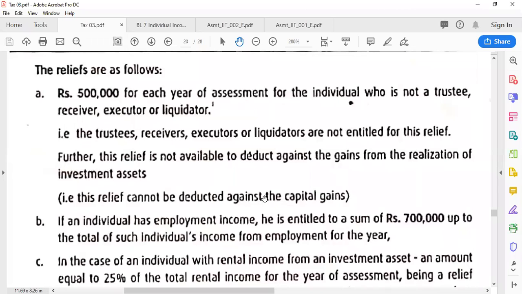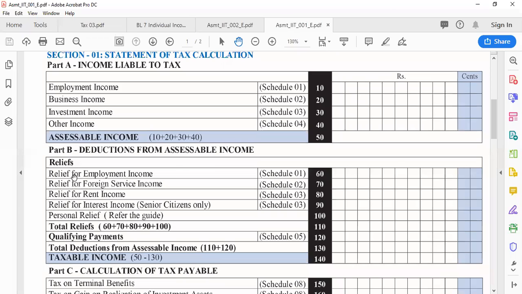So we can deduct this 500,000 from income from employment, income from business, income from other investment also, okay, but we have to exclude capital gains for this case.